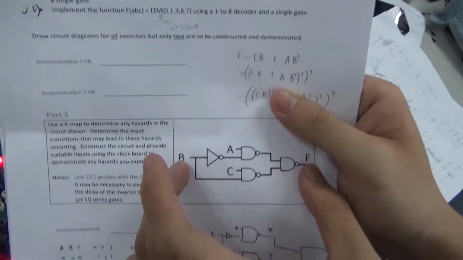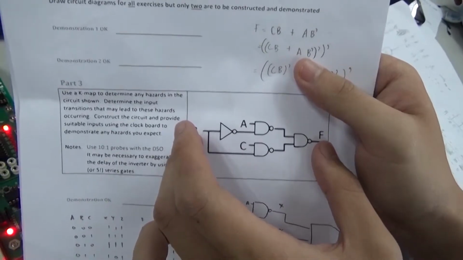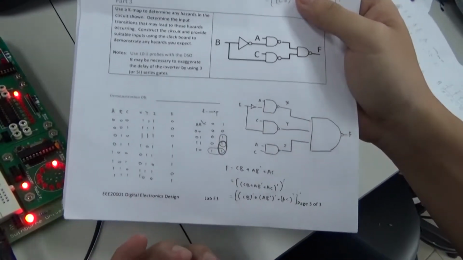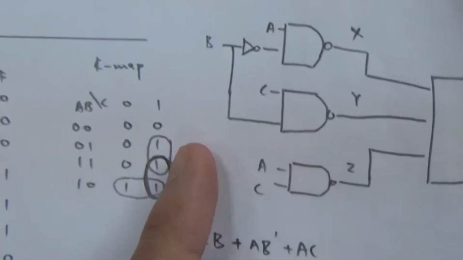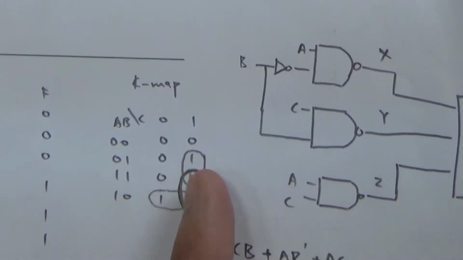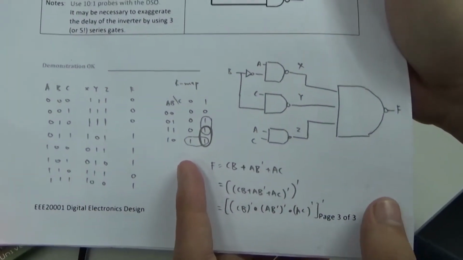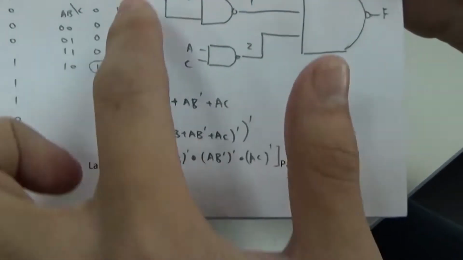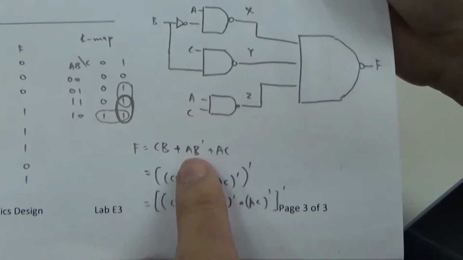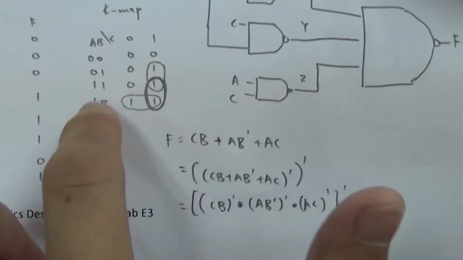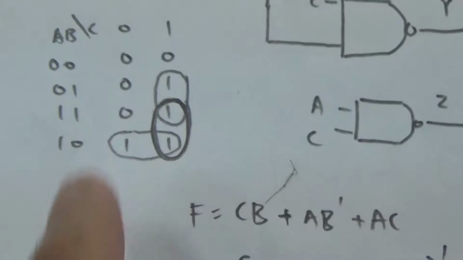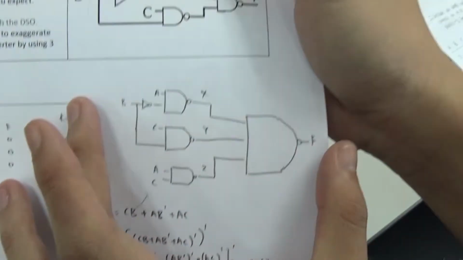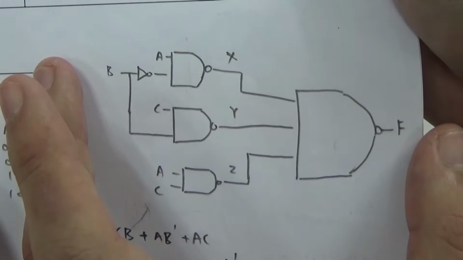So we know that this circuit will have a static 1 hazard. That's why we need to change it to a circuit without the static 1 hazard. Based on the K-map, we notice that here they are overlapping. These two you can group together. Hence, we do the calculation here, which is CB, the first two, and AB', the second one, plus AC, which is the overlapping, highlighted one. With the calculation, we come up with this circuit, which is the schematic of the circuit.